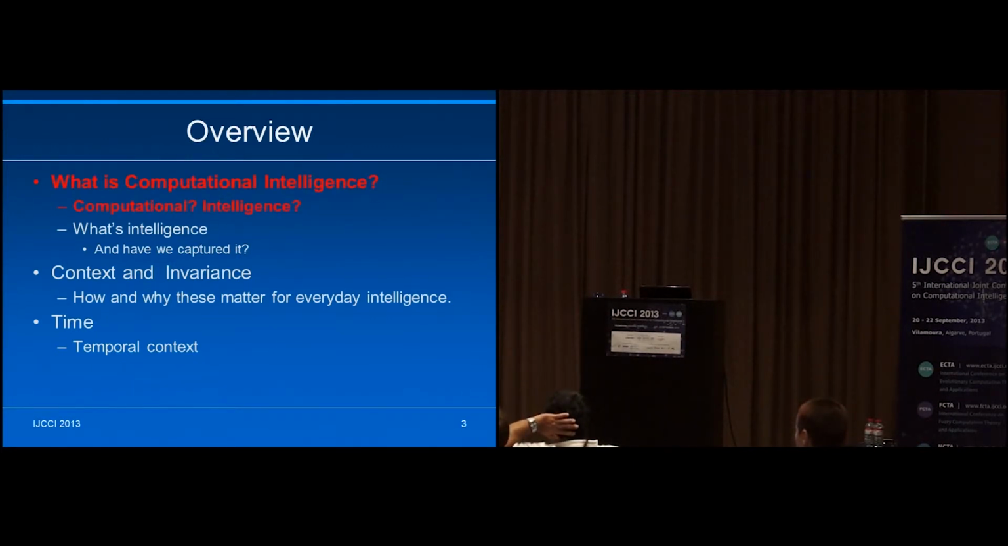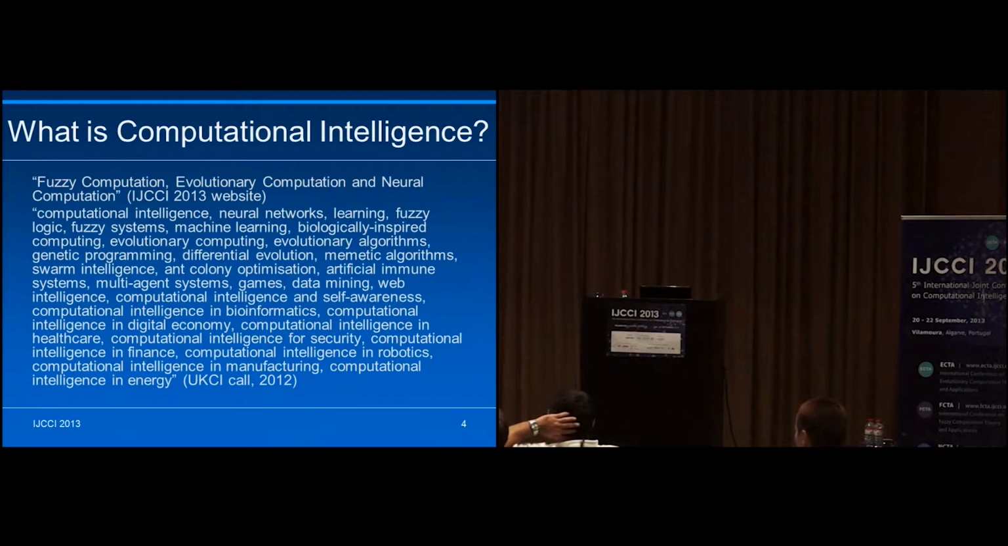So, computational intelligence, first of all. Well, perhaps a good place to look for a definition of computational intelligence is in the call for this conference. And it said, fuzzy computation, evolutionary computation, and neural computation. Which is interesting because it says nothing at all about intelligence. So I looked at another conference which I was at last year, the United Kingdom Computational Intelligence call from last year, and that gave an even longer list, which is essentially just a list of different techniques, including computational intelligence. So it's a recycled, iterative or recursive definition, which is not terribly useful.